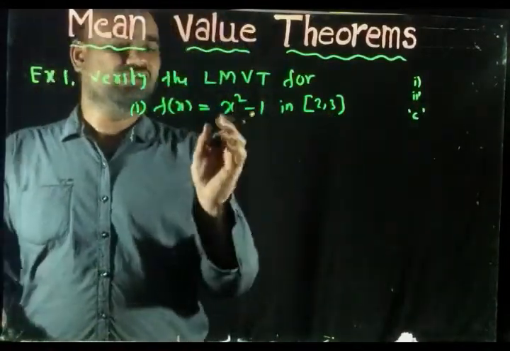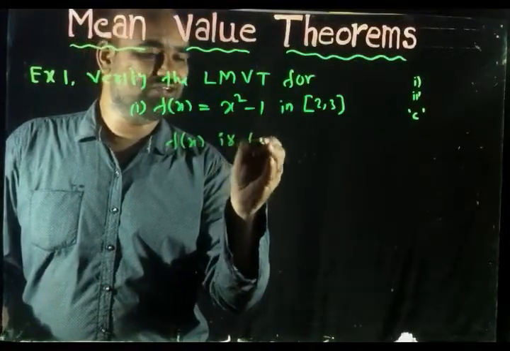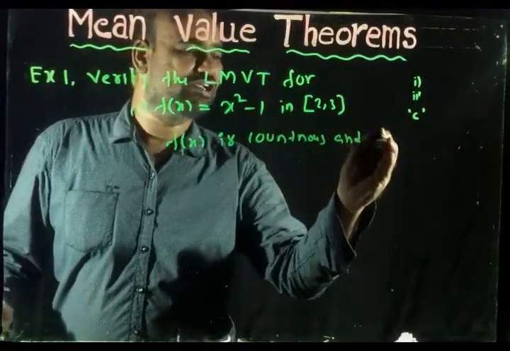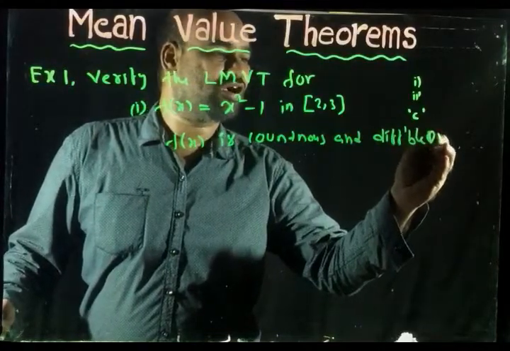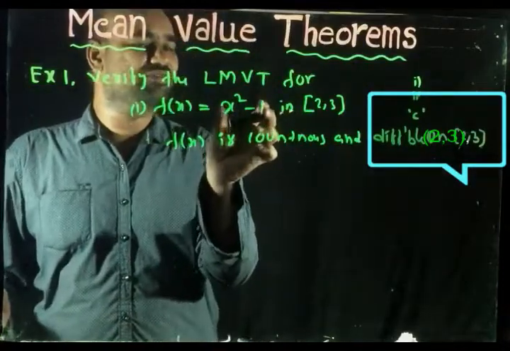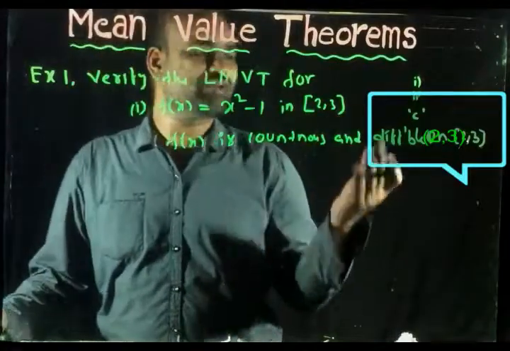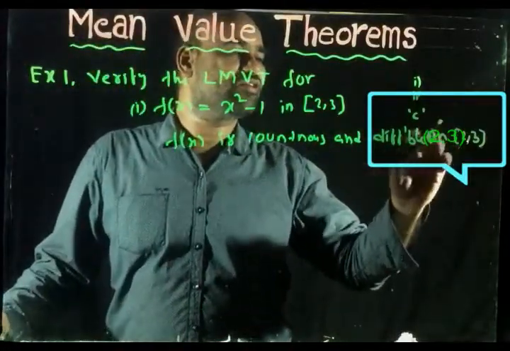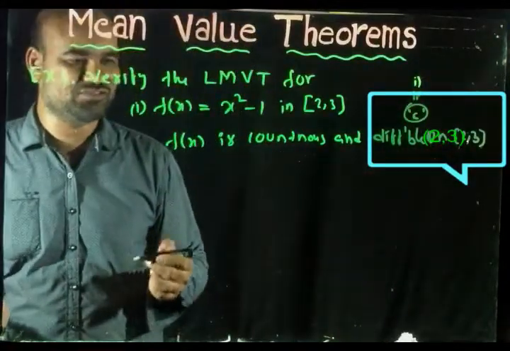Okay, so f(x) is continuous and differentiable on [2, 3]. Directly I can write this because it is a polynomial function. A polynomial function is differentiable and continuous in the interval 2 to 3. Differentiable means automatically continuous. So directly f(x) is continuous and differentiable on the closed interval [2, 3]. Now I need to check only whether c exists or not.